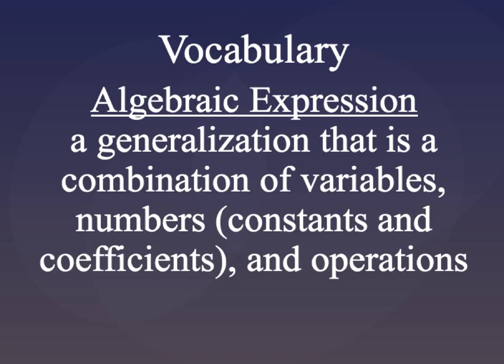Next, we have algebraic expression. This is a generalization that is a combination of variables, numbers, which could be constants or coefficients, and operations. So an example of an algebraic expression would be 3 plus 4. Another example would be 2. That's an expression. We could also have something like 2x plus 5y. We could have something like 21z. Each of these is an example of an expression.